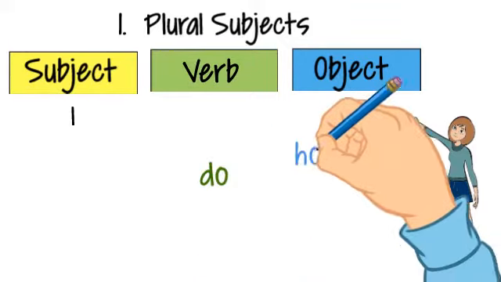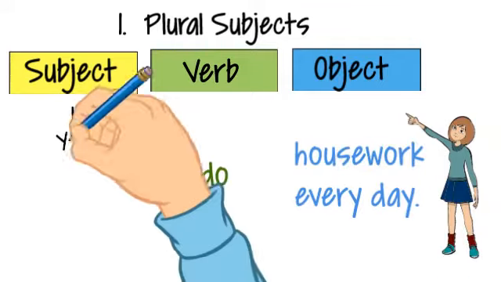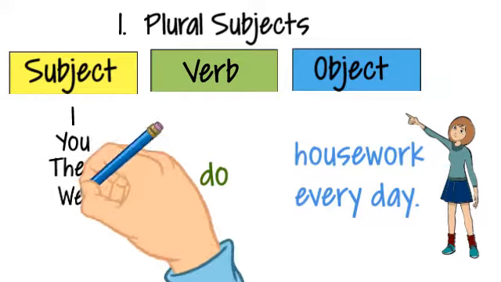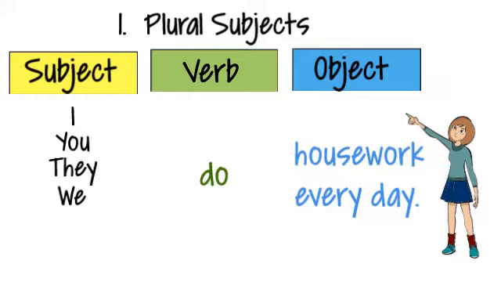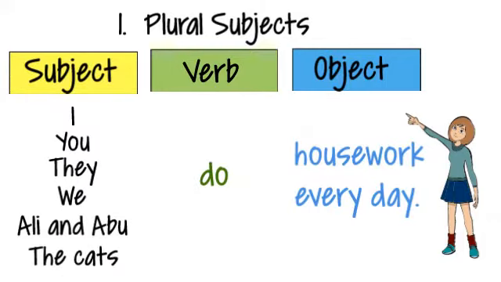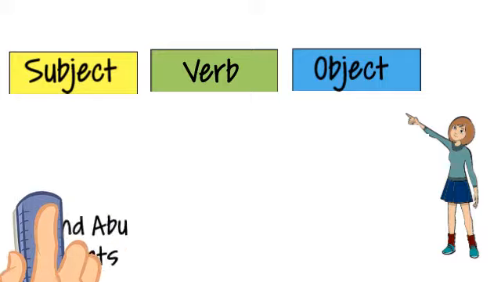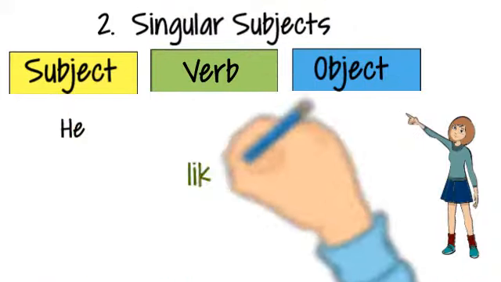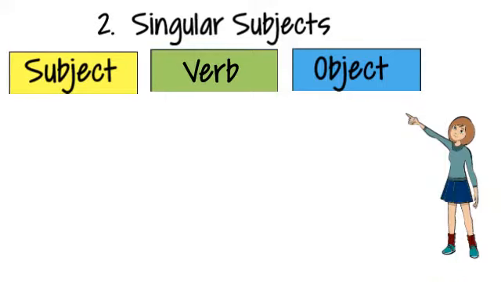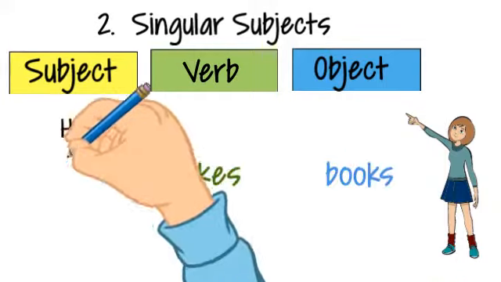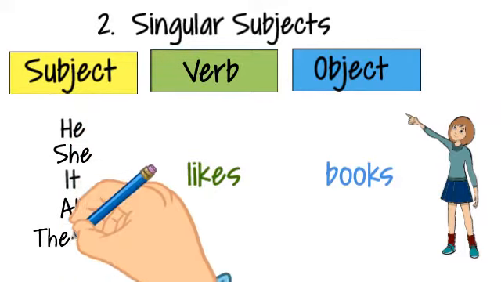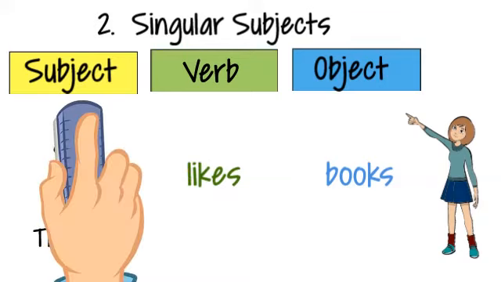As for G4, I do housework every day, you do housework every day, they do housework every day, we do housework every day, Ali and Abu do housework every day, the cats do housework every day. The same sentence structure applies to the singular subjects. For example, he likes books, she likes books, it likes books, Ali likes books, the cat likes books.